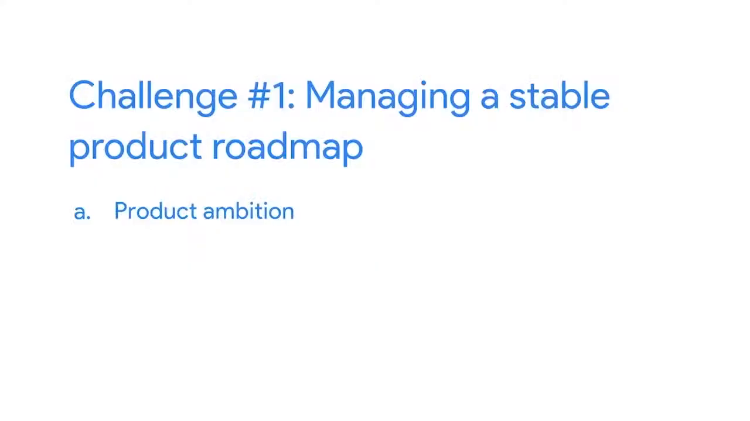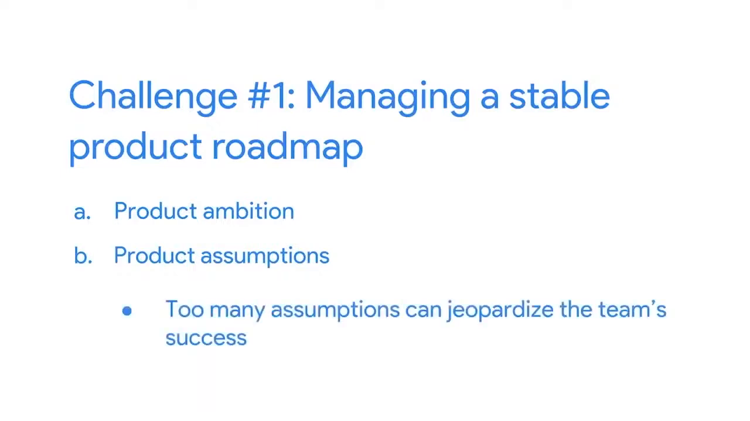The second thing that can cause an unstable product roadmap is making too many product assumptions. When there's uncertainty in a project, you may be required to make some assumptions to move things forward. But making too many assumptions can jeopardize the team's success. Let's go back to our virtual Verde example. Sending plants to customers' homes is a complex process.